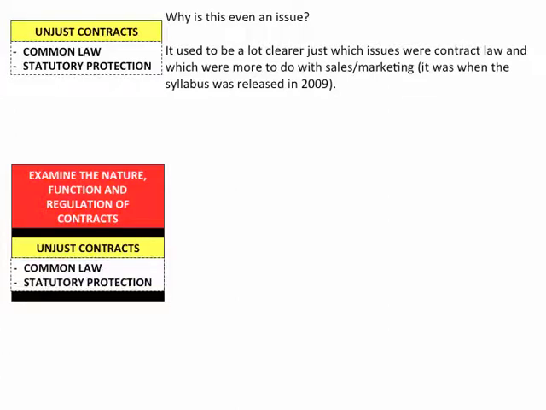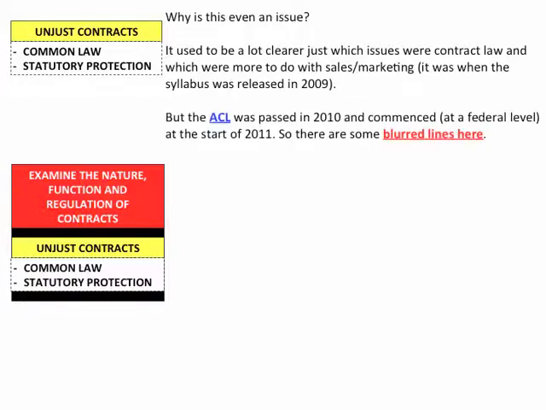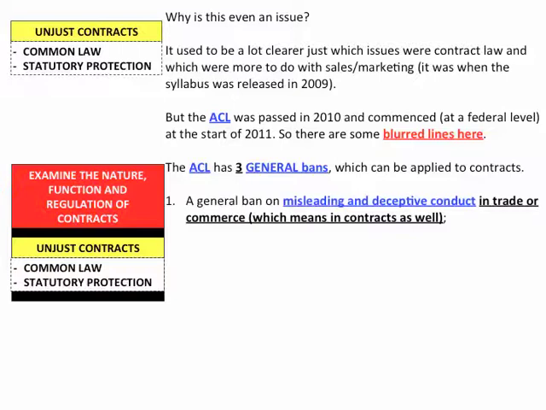But the ACL, the Australian Consumer Law, when it was passed in 2010 and started at the start of 2011, ended up blurring the lines there because the ACL has these general bans, which can be applied to contracts. They can really be applied to any business behavior that has to do with misleading and deceptive conduct. So, yeah, you can have misleading and deceptive conduct that leads to a contract, of course.